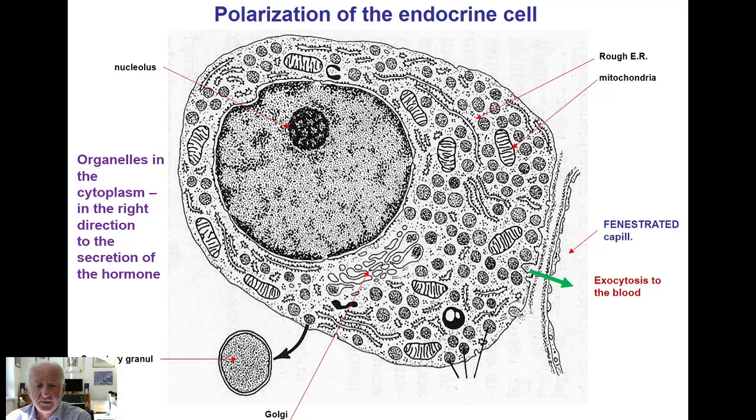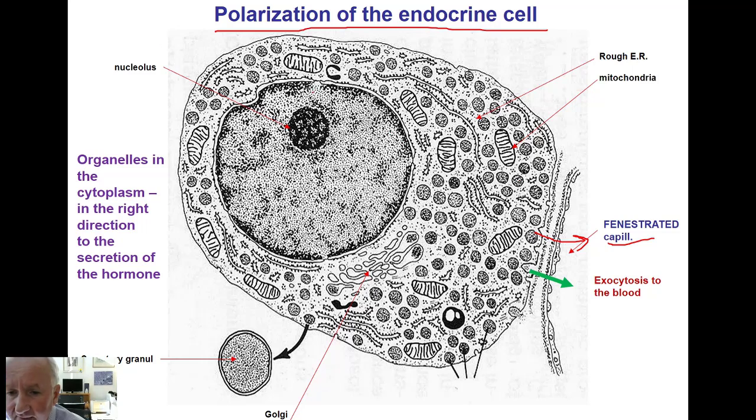The next very important thing is also polarization of the endocrine cells. That means when this is an endocrine cell, the hormone is released, for example on this scheme, into the blood, into a fenestrated capillary. That means not into a duct, like we see in exocrine cells. But here, the hormone is released into the blood.